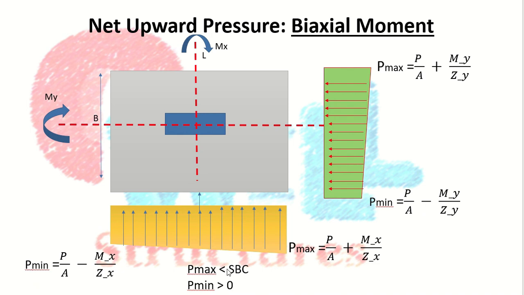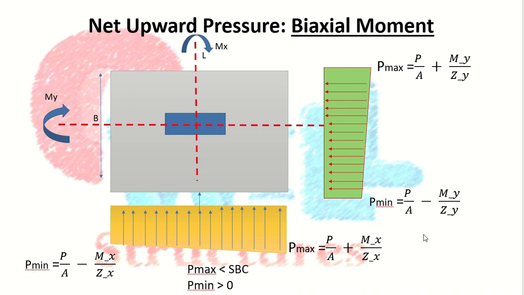Okay, now you can see the basic condition for the pressure diagrams, that P maximum should be less than the soil bearing capacity and P minimum should be more than 0. It means P minimum should not be less than 0. It should not be negative, right? So whatever value you have calculated for P minimum, it should be positive for both directions, right?